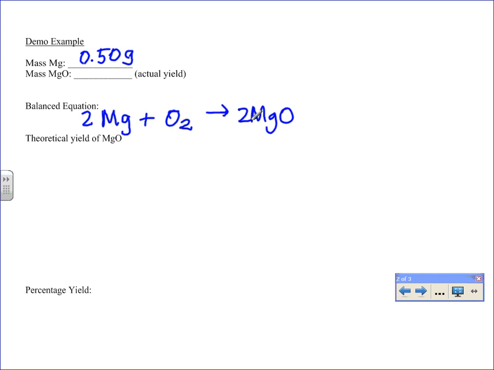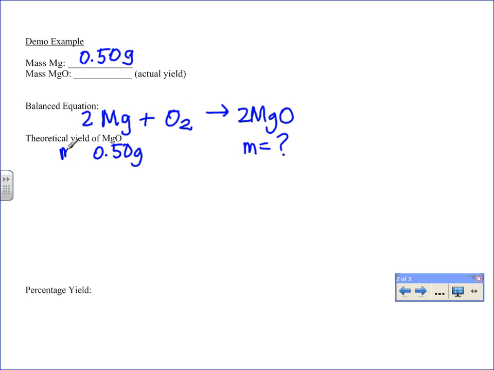So this is the experiment that I did in the class, and what I did was I burned 0.5 grams of magnesium, and at the end I measured the amount of magnesium oxide that I produced, and that's the actual yield. Before we look at the actual yield, let's look at what the theoretical yield of magnesium oxide is. The theoretical yield is the mass that I should be able to produce when I burn 0.5 grams of magnesium.